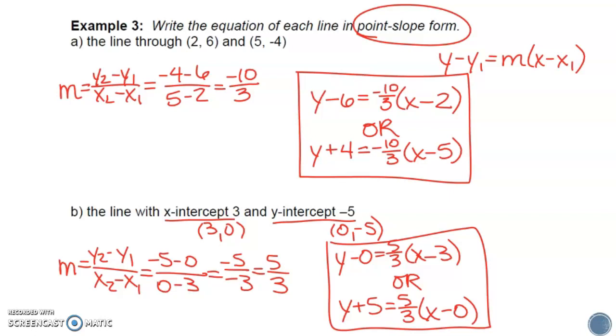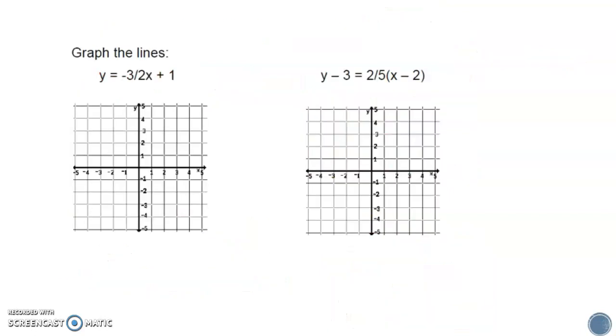The last section of our notes asks us to graph the lines, and there are only two of them. One of them I notice is in slope-intercept form, and the second one is in point-slope form. So in slope-intercept form, y equals mx plus b, I can go ahead and extract some information from this equation. I know that my slope, my rise over run, is -3/2, and I know that my y-intercept is going to be at 1, so 0, 1 for the point.